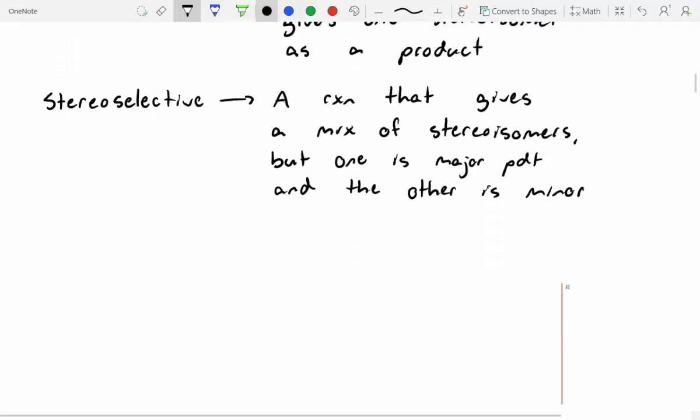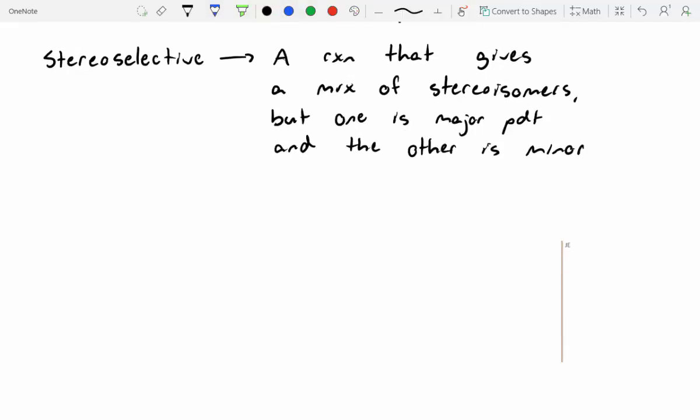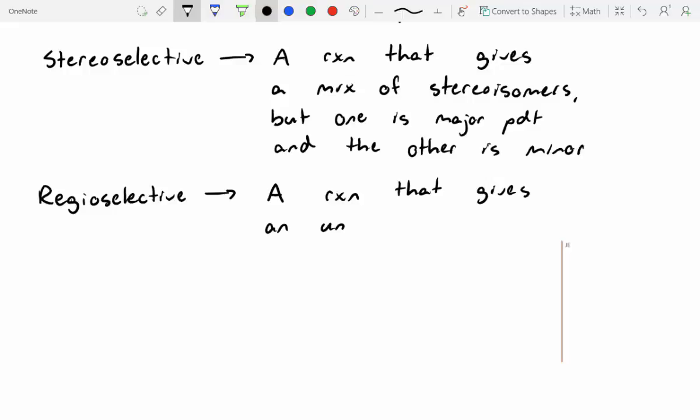The last one that I wanted to introduce is something called regioselective. And a regioselective reaction is a reaction that gives an unequal mix of constitutional isomers.